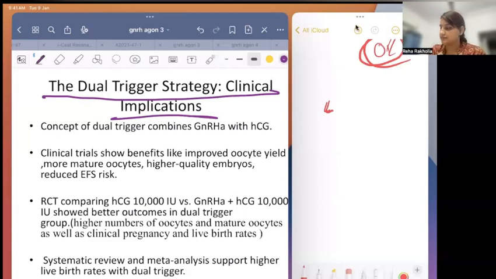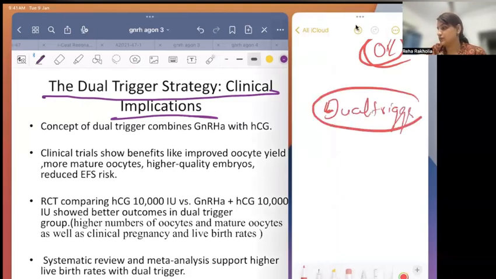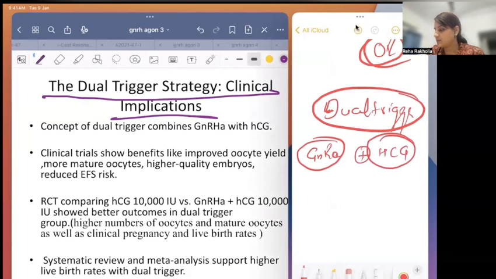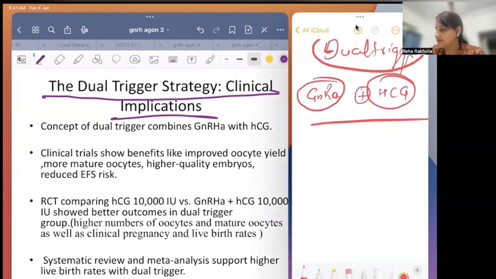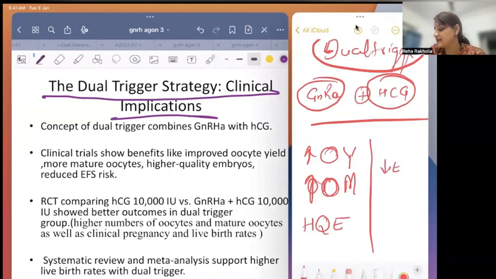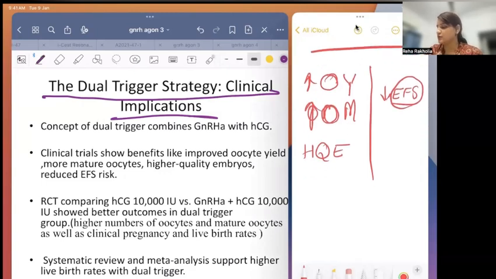What is dual trigger? Dual trigger means we are using both GnRH agonist plus HCG. What are its benefits? Oocyte yield will be more, there will be more mature oocytes, there will be high quality embryos, and there will be decreased EFS risk. EFS is empty follicular syndrome. These are the benefits of using dual trigger.